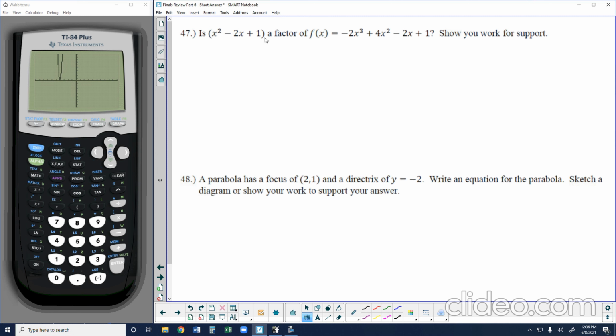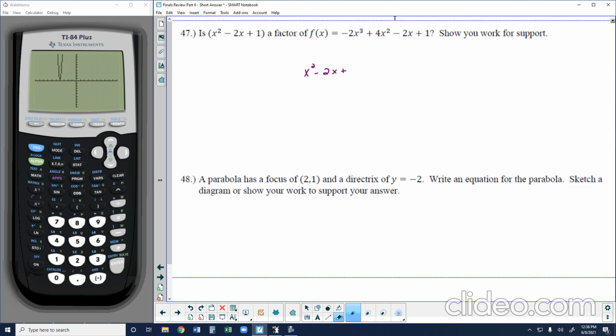But if we just want to know if x squared minus 2x plus 1 is a factor, I can actually use division. Remember that if an expression divides another evenly, then it is a factor of that expression. So if x squared minus 2x plus 1 divides f of x evenly, without a remainder, then it's going to be a factor. So we're going to go ahead and do the division here. Remember, when we divide, we compare the first terms. What is negative 2x cubed divided by x squared? That would be negative 2x.